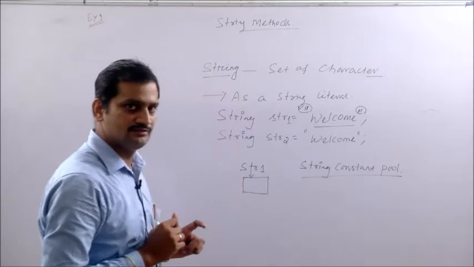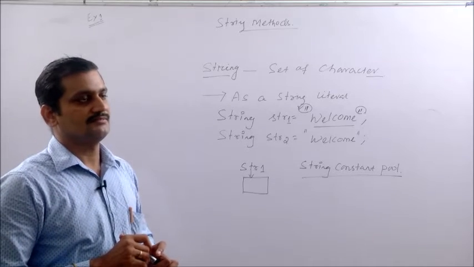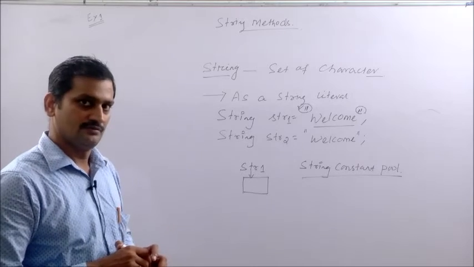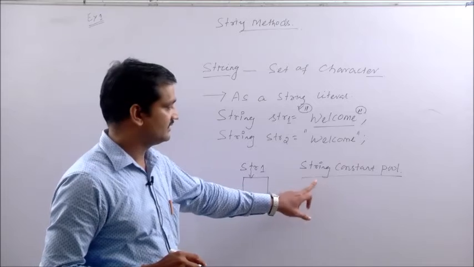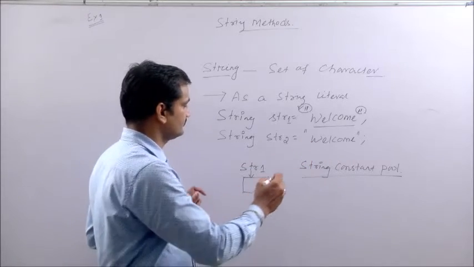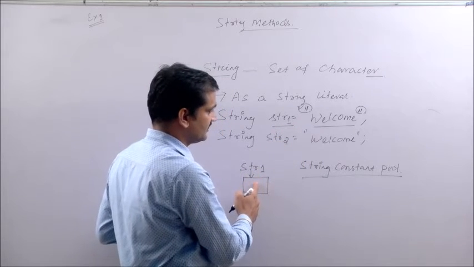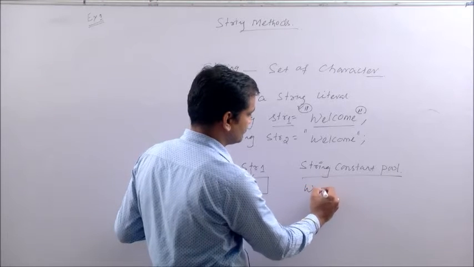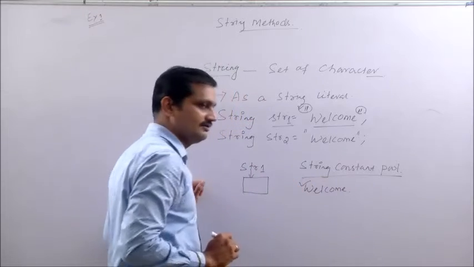The JVM uses a specified area, called the string constant pool, where it keeps the value of all the string literals. Now in the first case, the string 1 object is created, and the string constant pool now contains the string literal value, that is welcome.